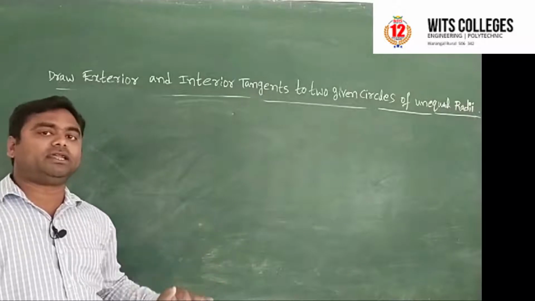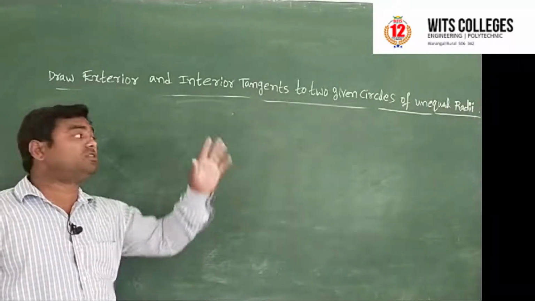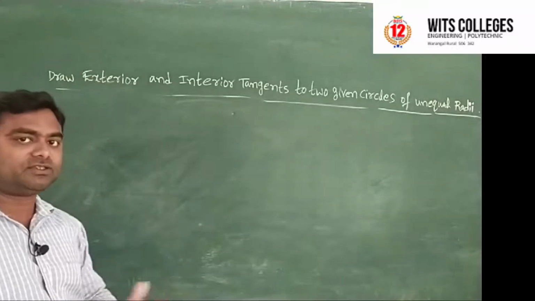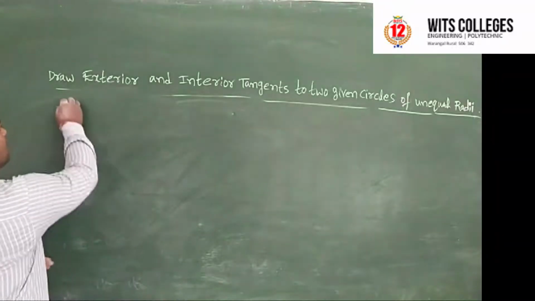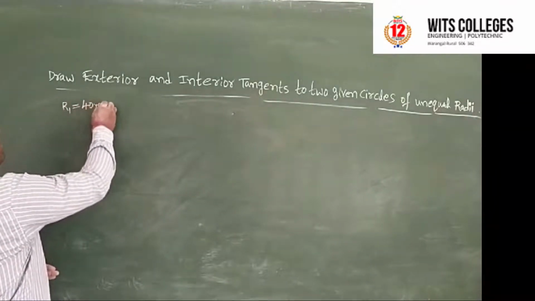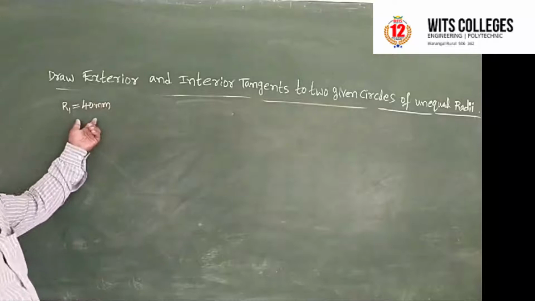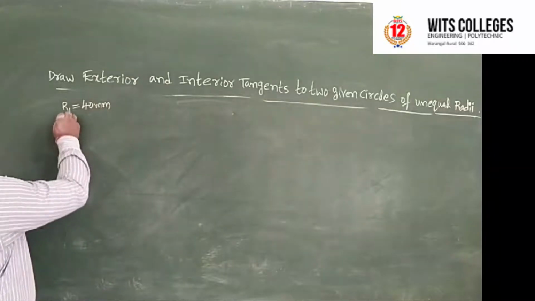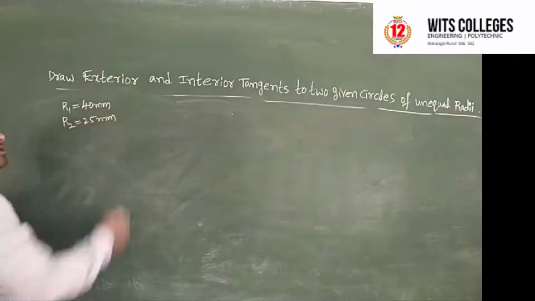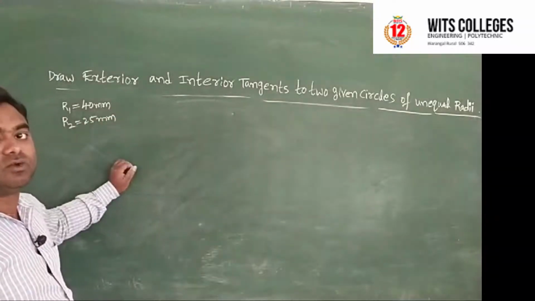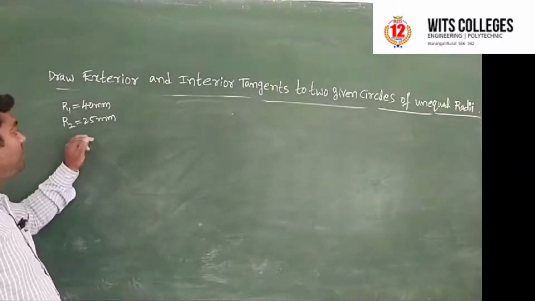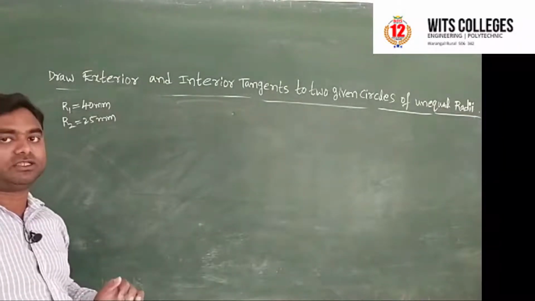Let us discuss one more thing, that is how to draw a common tangent, exterior common tangent and interior common tangent to unequal circles. Unequal circles, so their radius is different. So suppose one radius is 40 mm, and the other circle is 25. Earlier we took equal radius. Now there are two unequal radius circles.